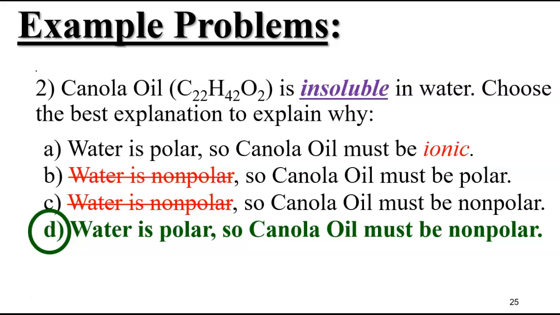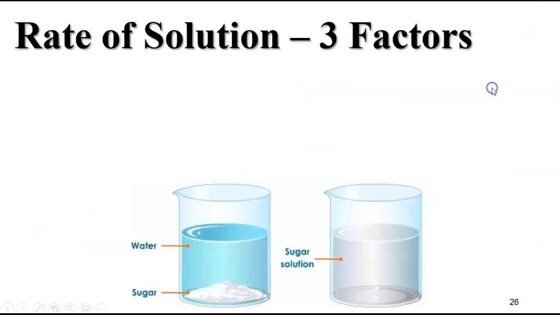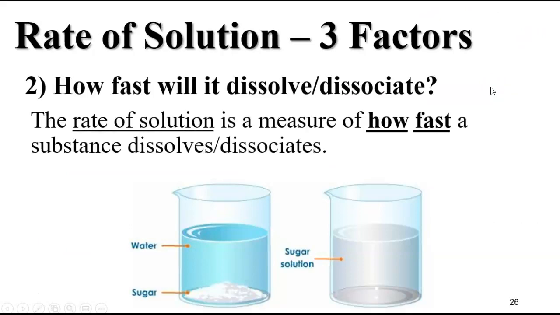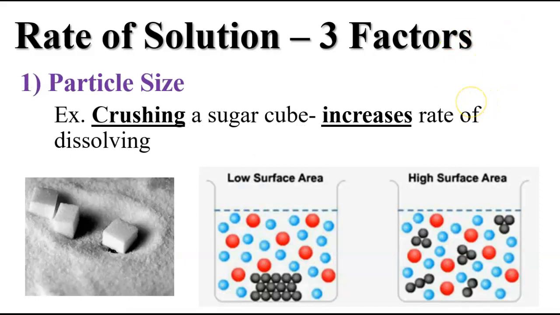Okay. So let's look at rate of solutions next. 3 things that affect the rate of solution. So how fast does something dissolve is what we mean by rate of solution. How long does it take different compounds to dissolve? All right, pause it if you need to. The first thing you can do to affect the rate of solution is changing the particle size, which basically just means crush it. Okay?